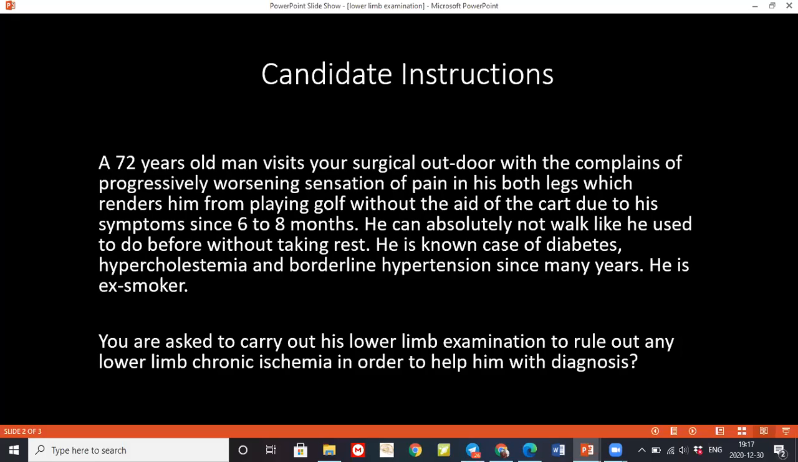After checking the pulses, I'd like to check the pulse of any other parts?